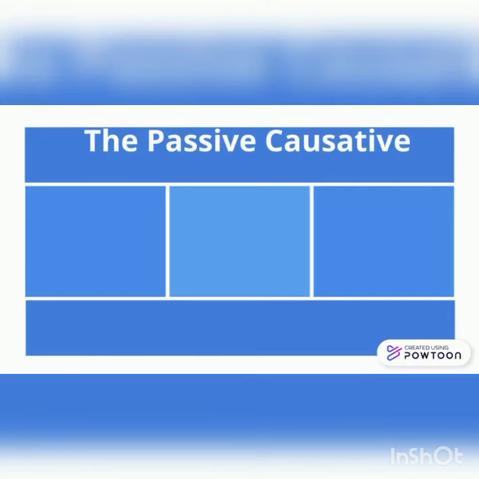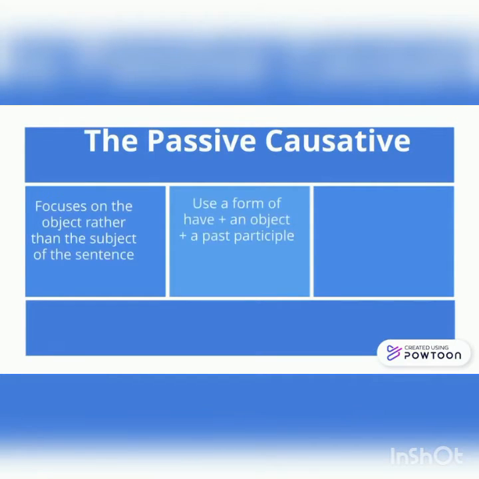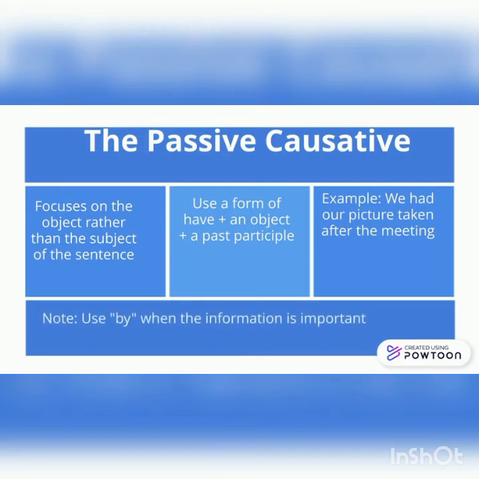The passive causative focuses on the object rather than the subject of the sentence. The structure uses a form of have plus an object plus a verb participle. The example is: we have our picture taken. An important thing that the passive causative gives us is that we must use by when the information is important or crucial.